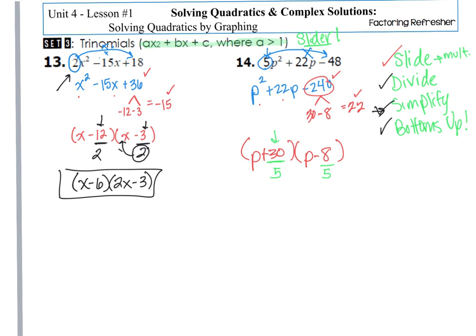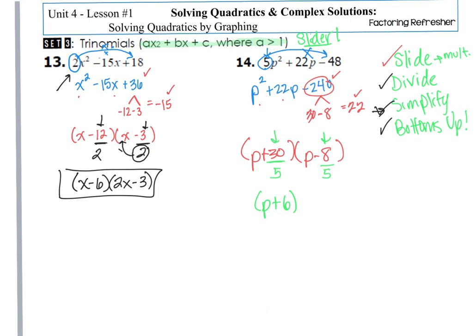So can we simplify 30 over 5? And yes, 30 over 5 makes 6. So we have a factor of p plus 6. It doesn't have a bottom, so we won't have any bottoms up there. And now I'm looking at negative 8 over 5. As a fraction, that does not simplify anymore.